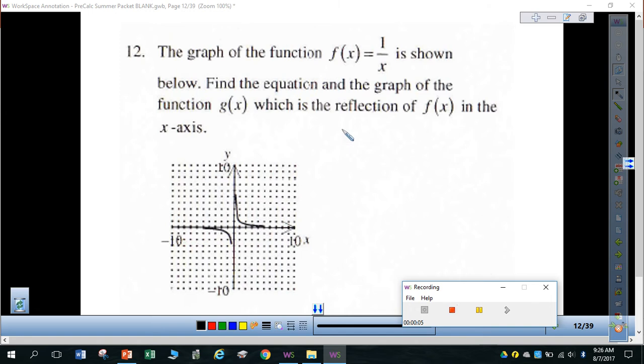The graph of the function f of x equals 1 over x is shown below. Find the equation and graph of the function g of x, which is a reflection of f of x in the x-axis, or I would maybe say over the x-axis.